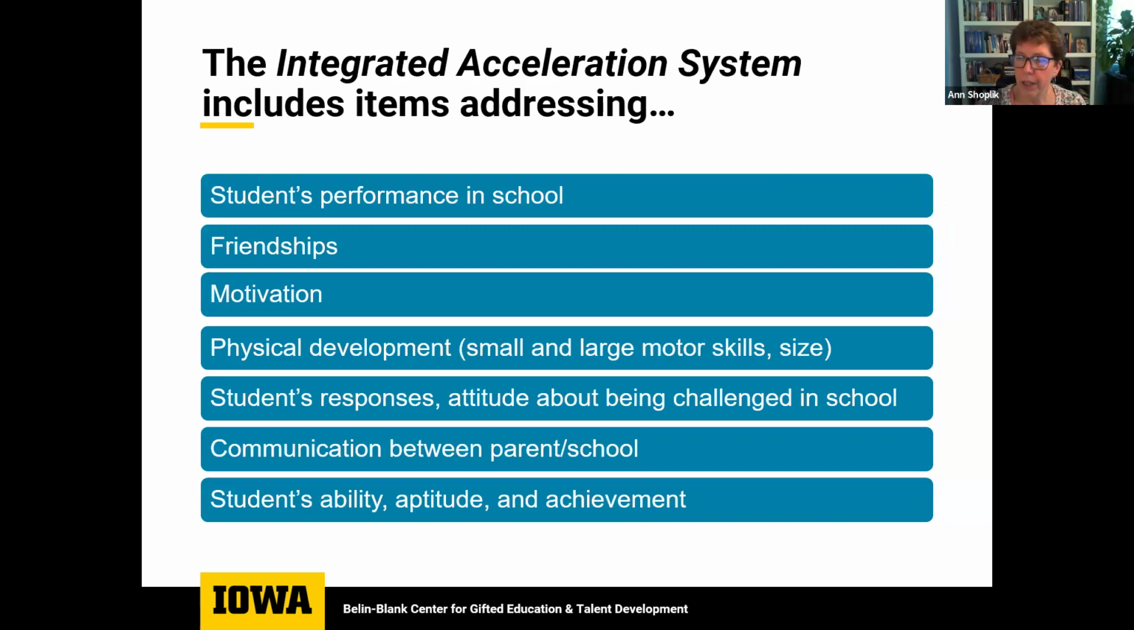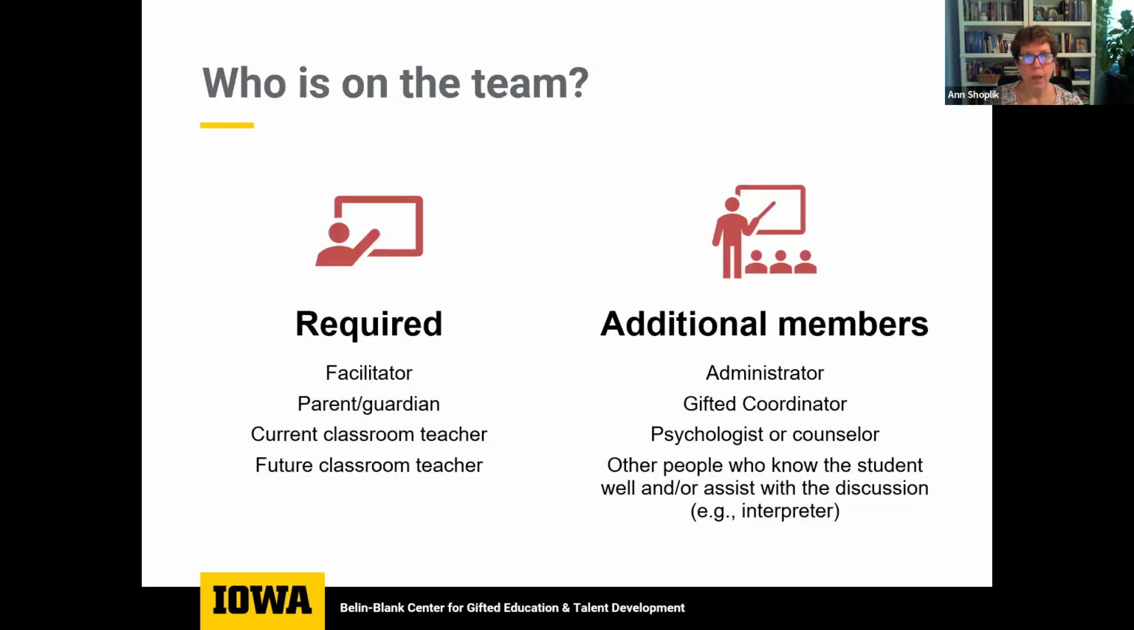So there are lots of questions on the integrated acceleration system for the different people to fill out. Things about the student's performance in school, their friendships, their motivation about school, physical development, their attitude about acceleration, what kind of a communication system we have between families and schools, and then their aptitude, ability, and achievement test results as well.